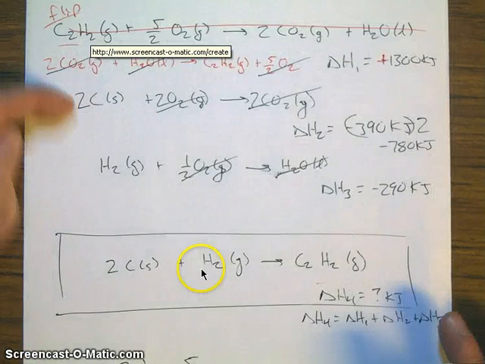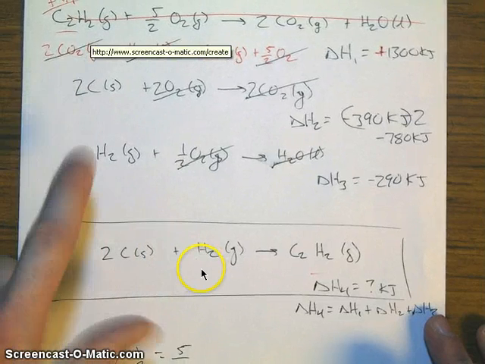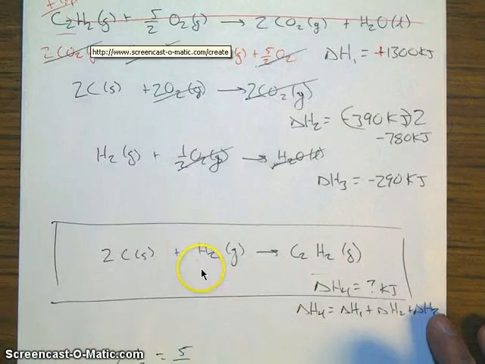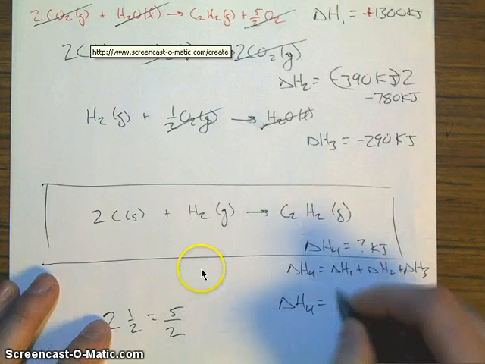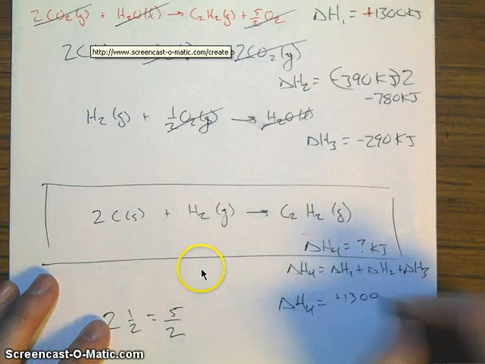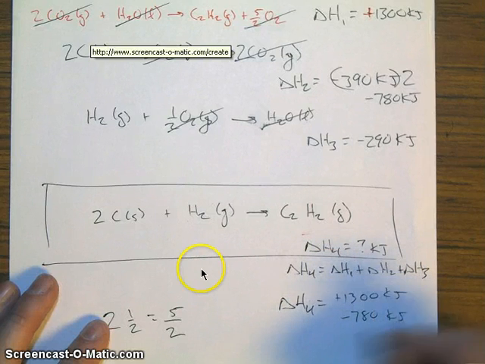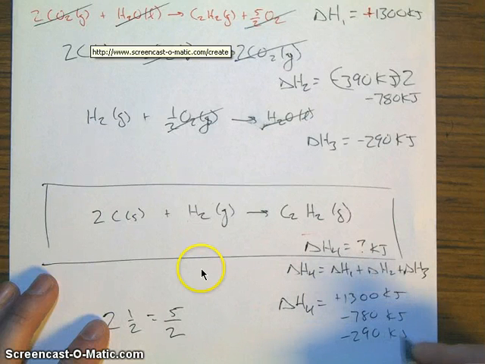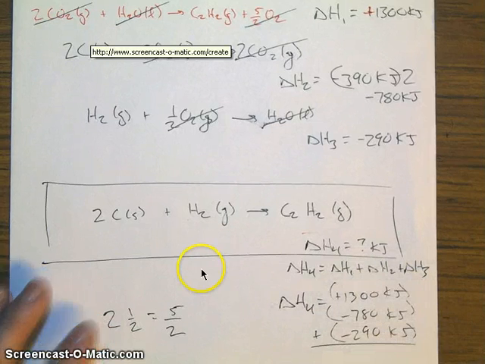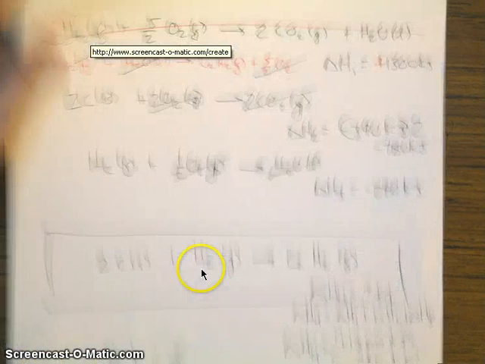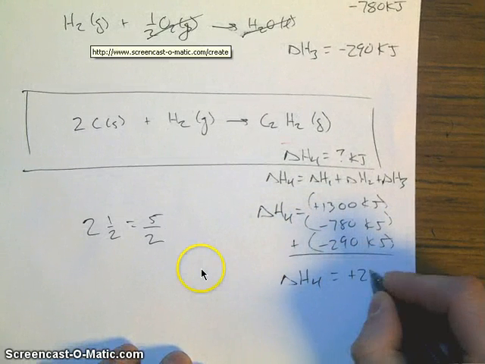If I add all 3 of these delta H's now, I'm going to get this equation down here: 2 C's plus H2 produces C2H2. So the math that I'm going to do for delta H4 is going to be positive 1,300 kilojoules plus negative 780 kilojoules plus negative 290 kilojoules. And then the answer you get after you add all 3 of those numbers together is the final answer, which is positive 230. So delta H4 for the reaction we're trying to find is positive 230 kilojoules.